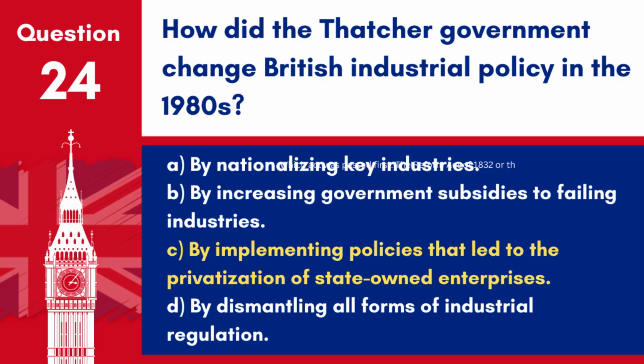Answer. C. By implementing policies that led to the privatisation of state-owned enterprises. Margaret Thatcher's government dramatically altered British industrial policy through widespread privatisations, reducing the role of the state in the economy and increasing the influence of free market principles.